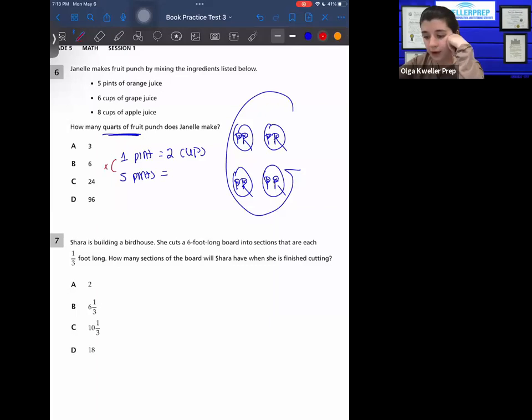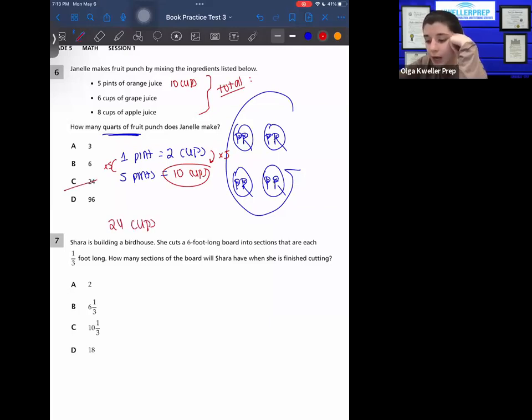Right? We multiply by 5, so we're going to have 10 cups. So in total, we've got 10 cups of orange juice, 6 cups of grape juice, and 8 cups of apple juice. So in total, how many cups do I have? 10 plus 6 is 16, and then plus 8, I've got a total of 24 cups.